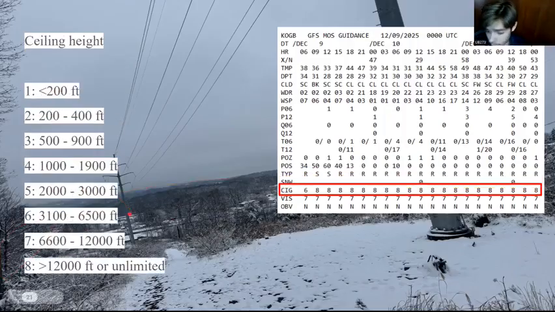CIG, sorry, is the ceiling height. And it's in feet, and once again, it's not going to be the value, it's going to be categories of values. We will see a difference in the next video, because as it turns out for the general public, it's not as easy to comprehend these categorical numbers. So you'll see that next.